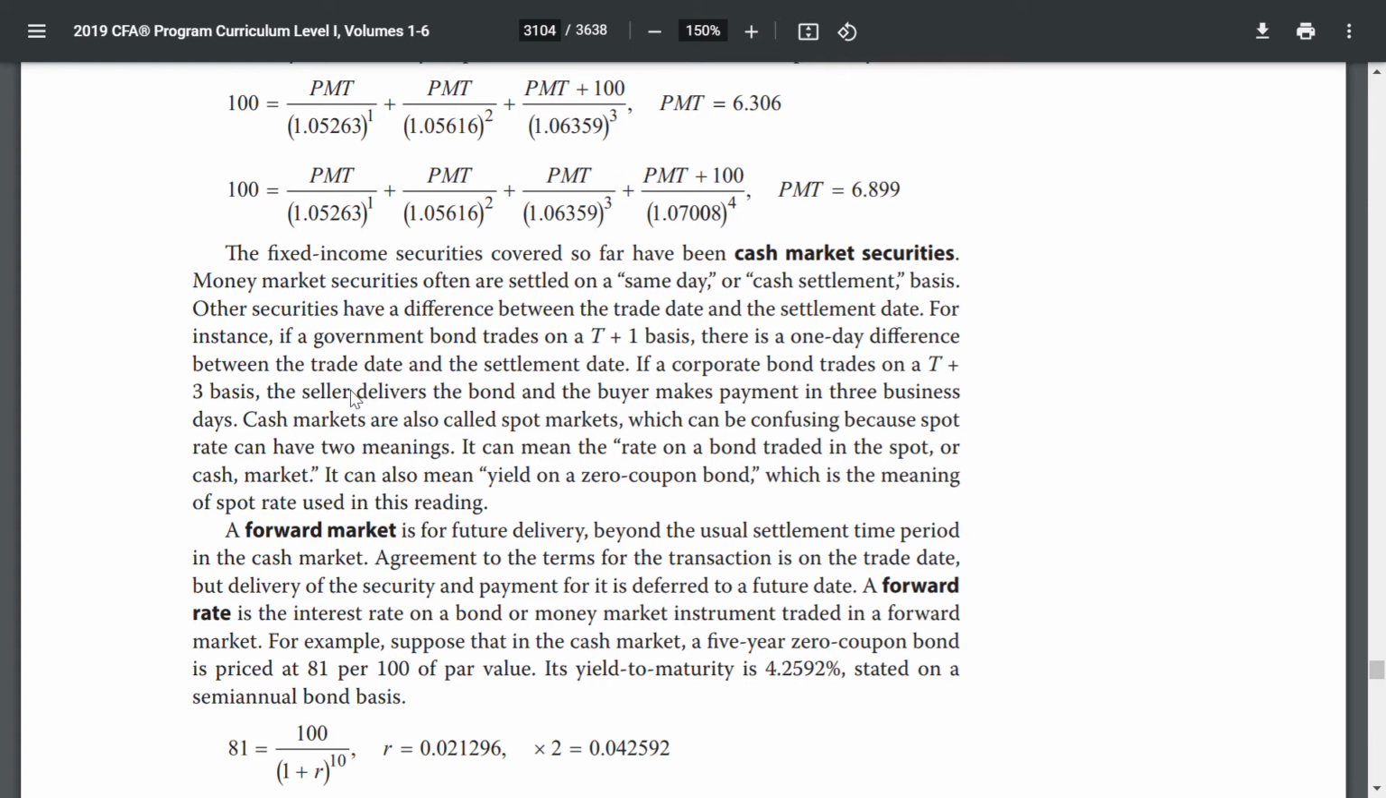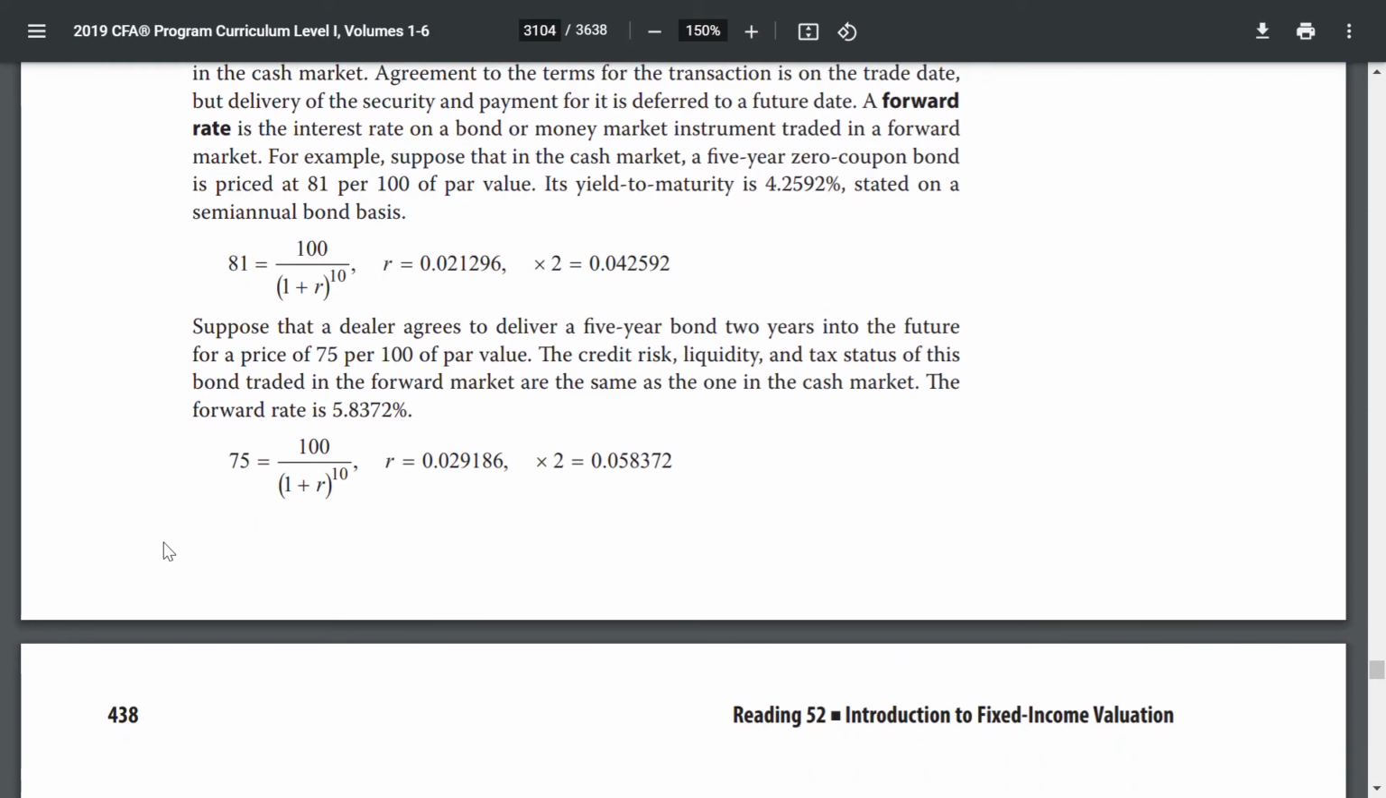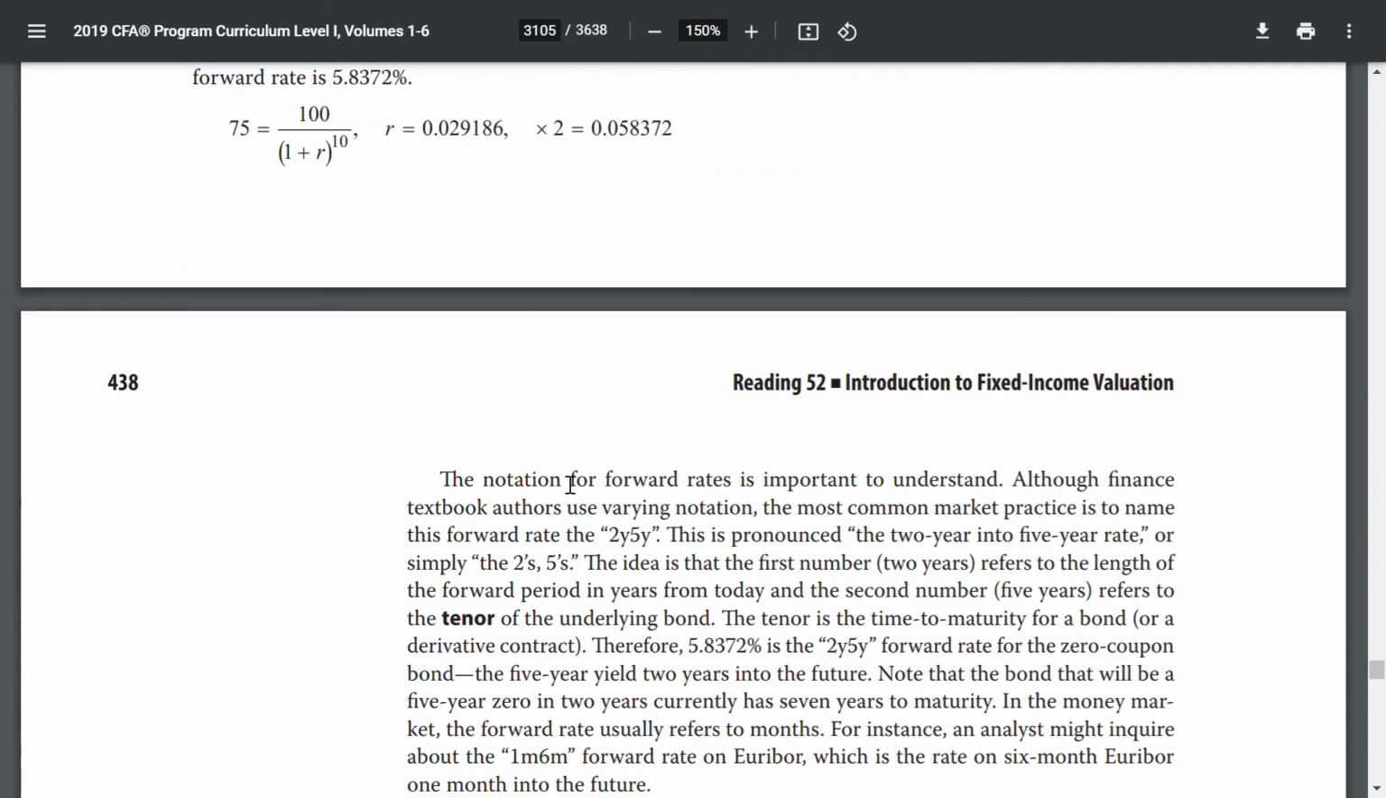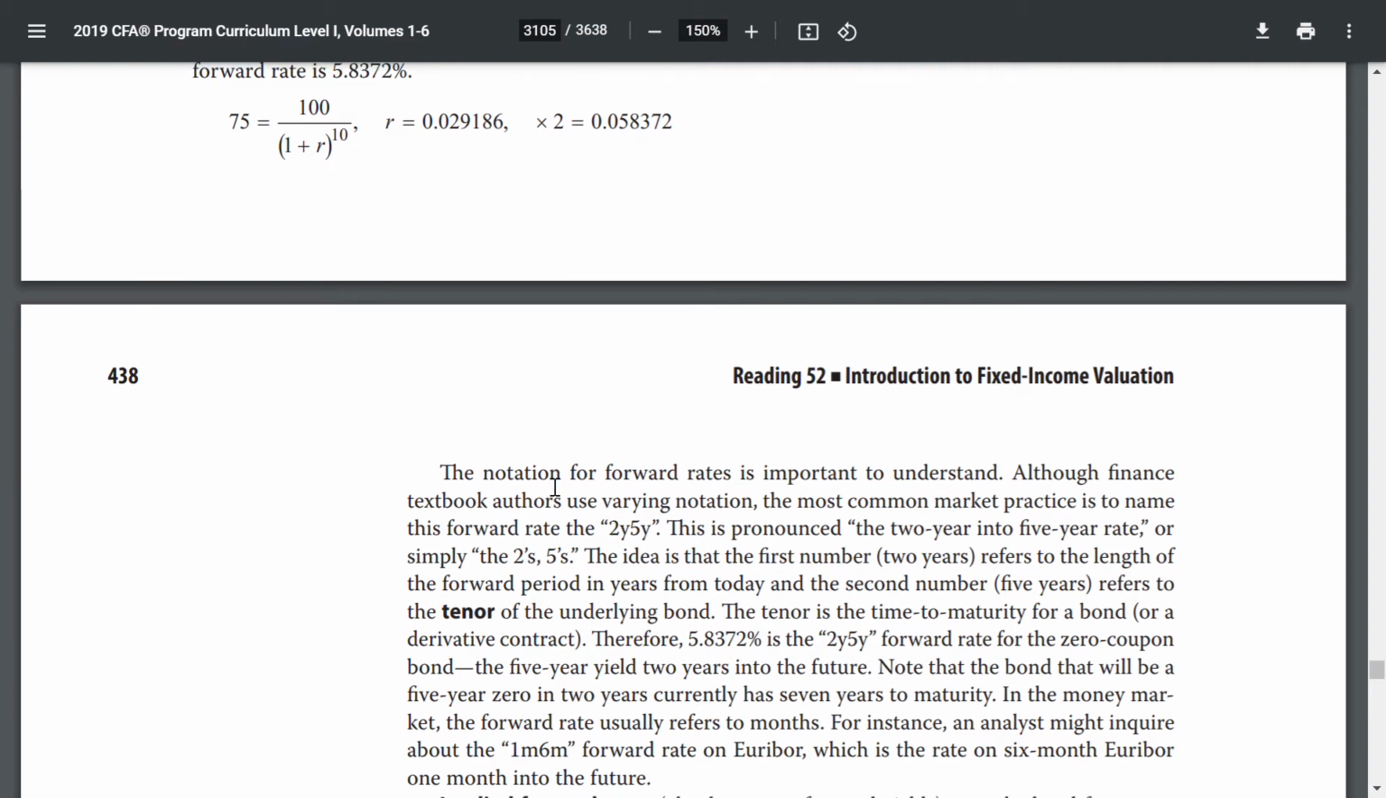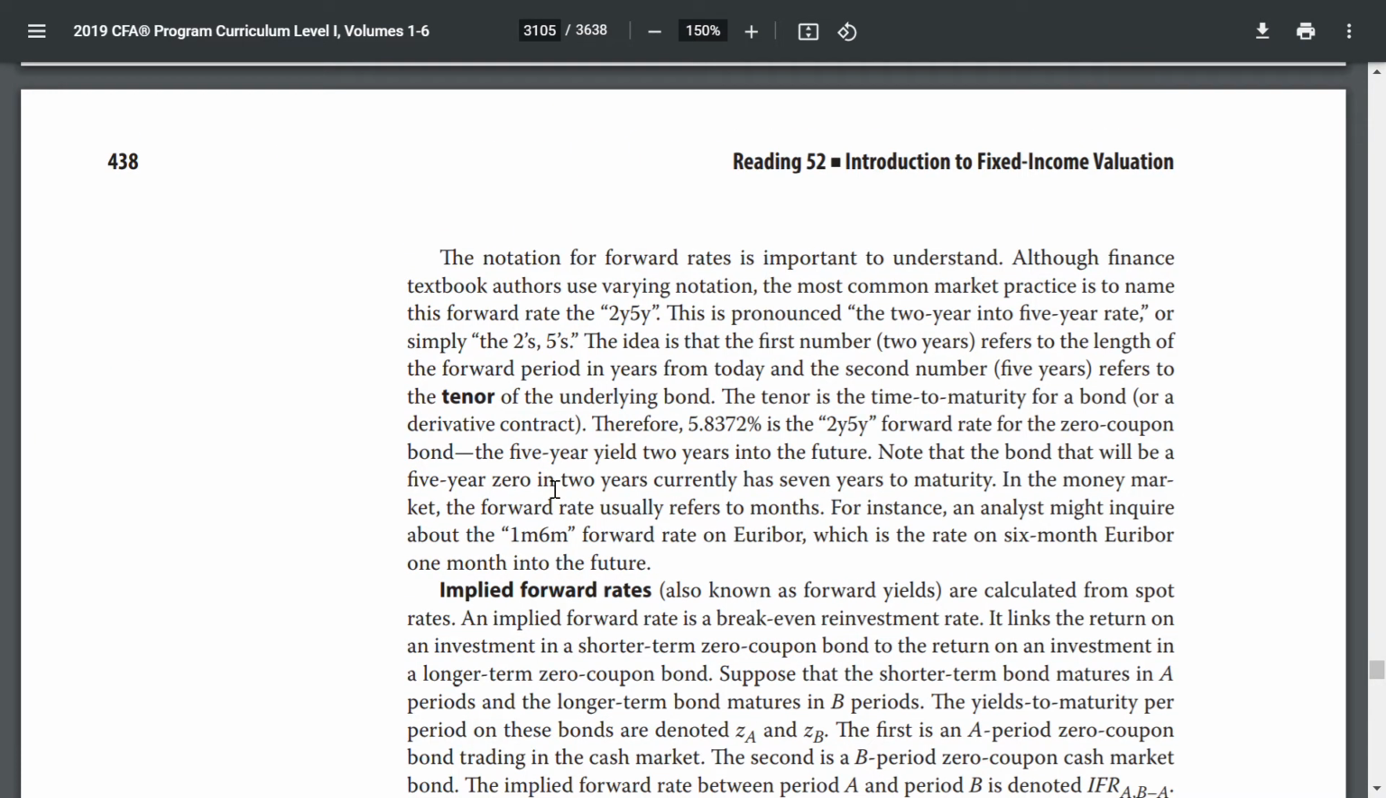For example, suppose that in the cash market, a 5-year zero coupon bond is priced at 81 per 100 of par value, a yield to maturity of 4.2592% stated on a semi-annual bond basis. Suppose that a dealer agrees to deliver 5-year bonds 2 years into the future for a price of 75 per 100 of par value. The credit risk, liquidity, and tax status of this bond traded in the forward market are the same as one in the cash market. The forward rate is 5.8372%.